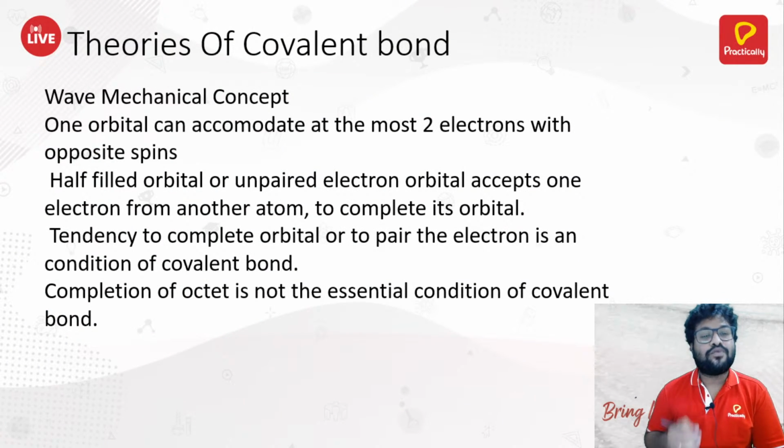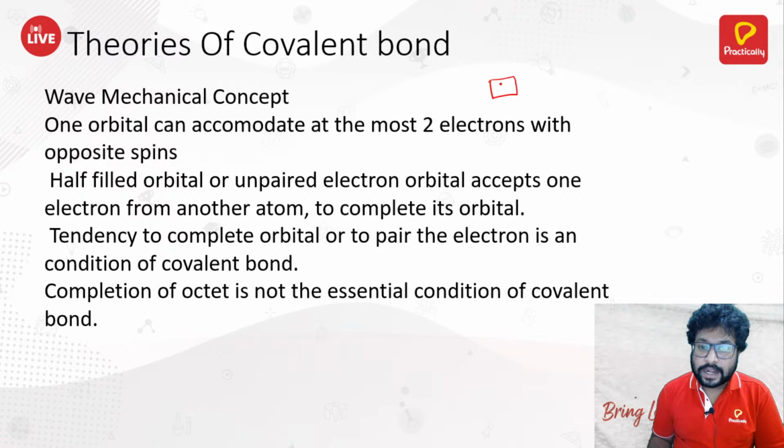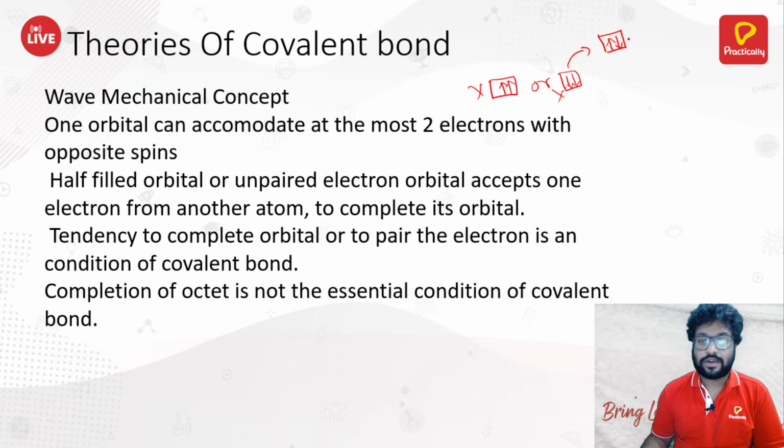So what I was saying, one orbital can accommodate at the most 2 electrons with opposite spin. That means if you have an orbital like this, the 2 electrons cannot exist like this, or like this. This is the wrong way. They will only exist like this, one electron spin up, one electron spin down. That is the orbital. So one orbital can accommodate at the most 2 electrons with opposite spins.